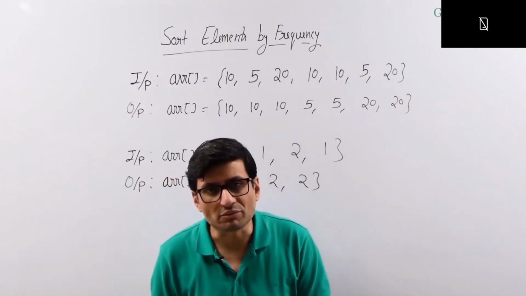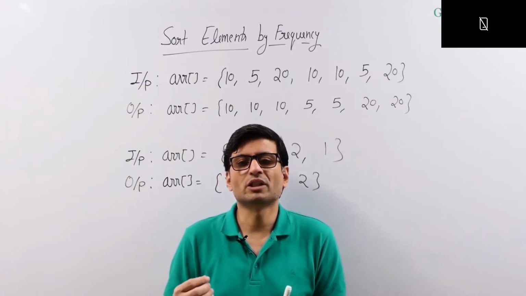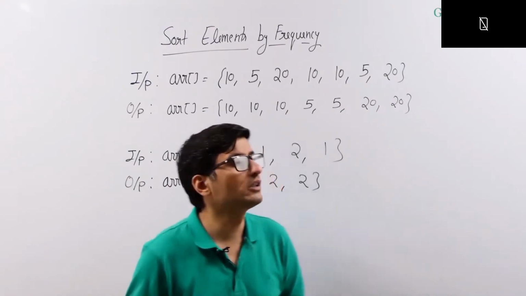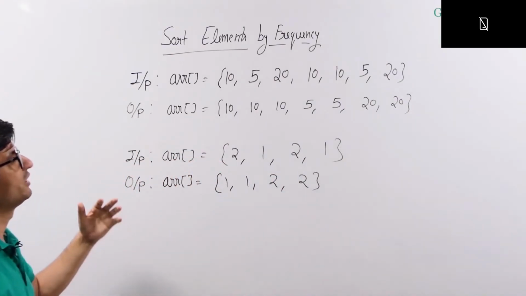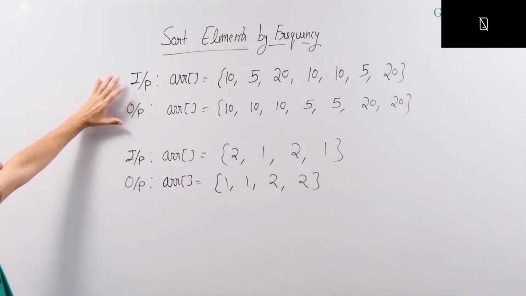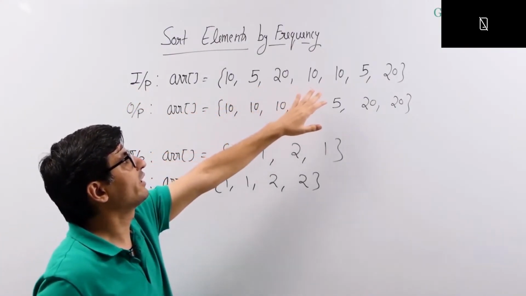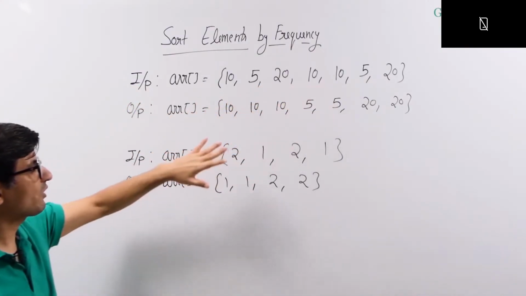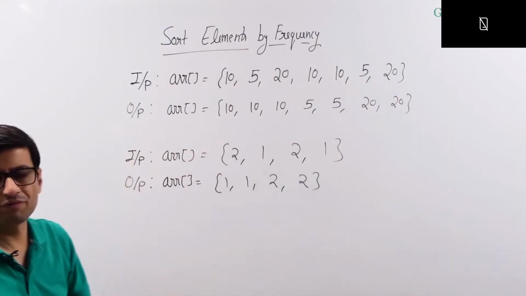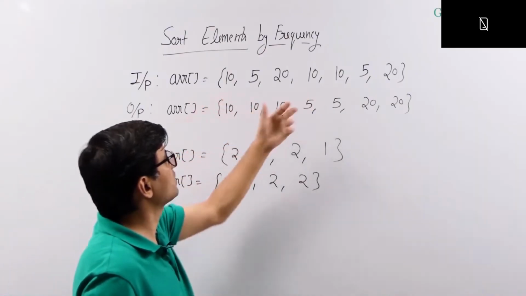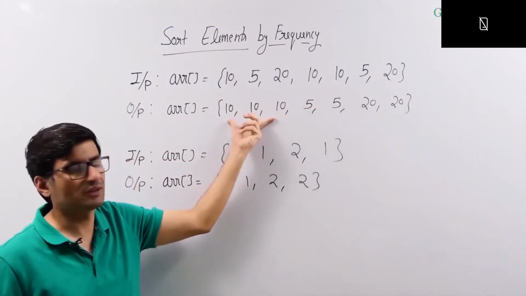And if there are two items which have same frequency, then we need to put the smaller value first, like the normal sorting order. Let's understand the problem with these examples. In this example, we have an array which has these elements 10, 5, 20, 10, 10, 5, 20. We wish to sort it in decreasing order of frequencies. So 10 is the most frequent item, appears 3 times. So we have all occurrences of 10 first.